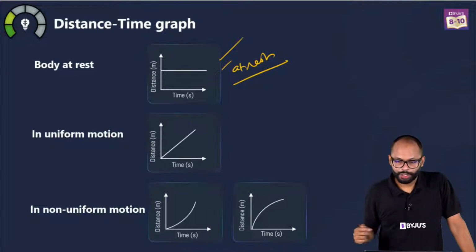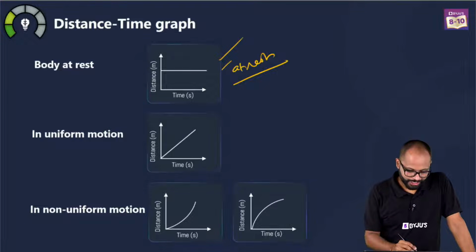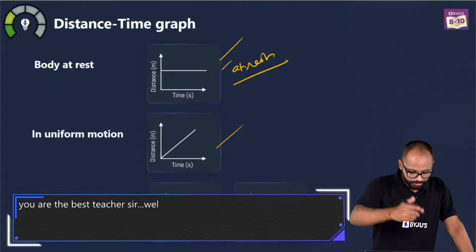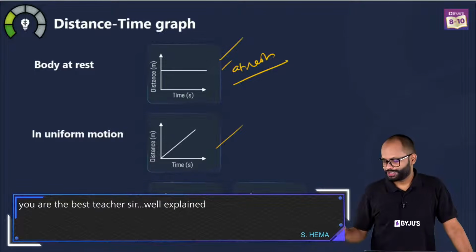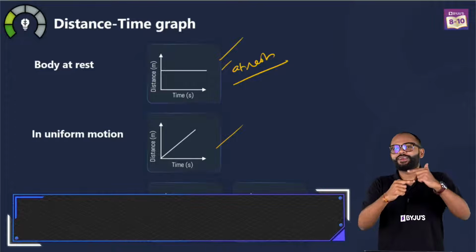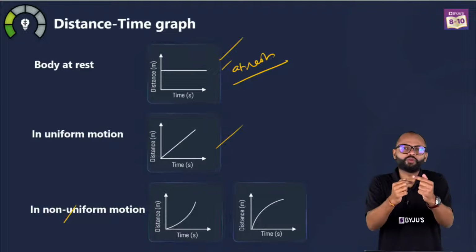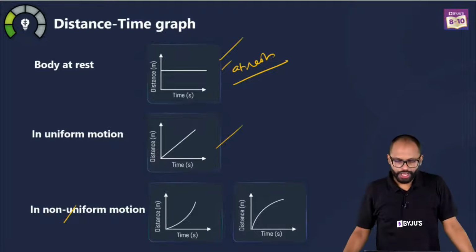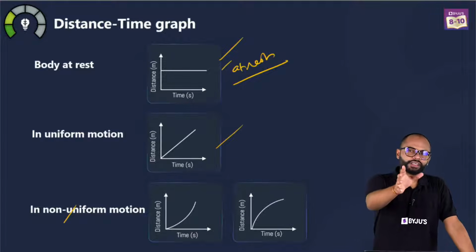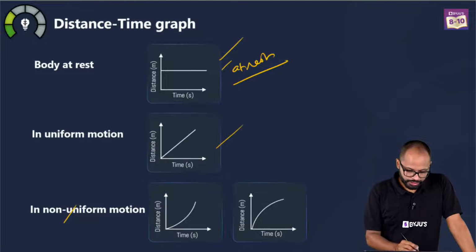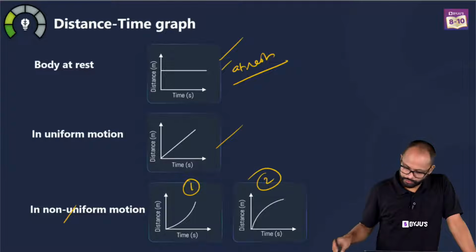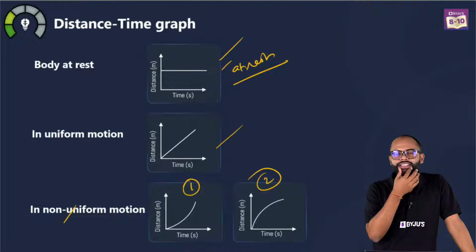Alright. Thank you, Hema. Alright. Okay. Uniform motion. We have discussed about this. Non-uniform motion. Again, one more level of complexity. Non-uniform motion. Look at these 2 graphs. I know the question is not asking you this. Can someone tell me? This is the first graph, this is the second graph. Which one of them is an accelerated motion?